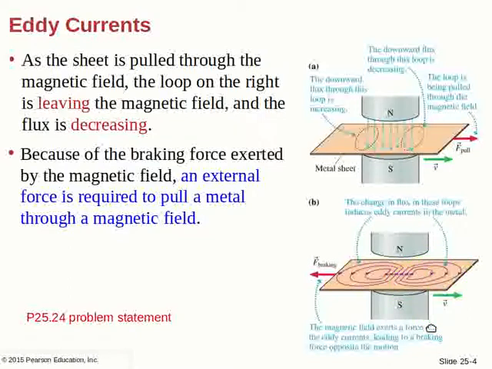The loop on the left experiences an increasing magnetic flux in time, and therefore it's going to produce a B field that opposes that. It's going to produce a B field pointing up to oppose the increase of the field pointing down. And by the right-hand rule, you see that this eddy current on the left, which is counterclockwise as seen from above, produces a magnetic field pointing up.